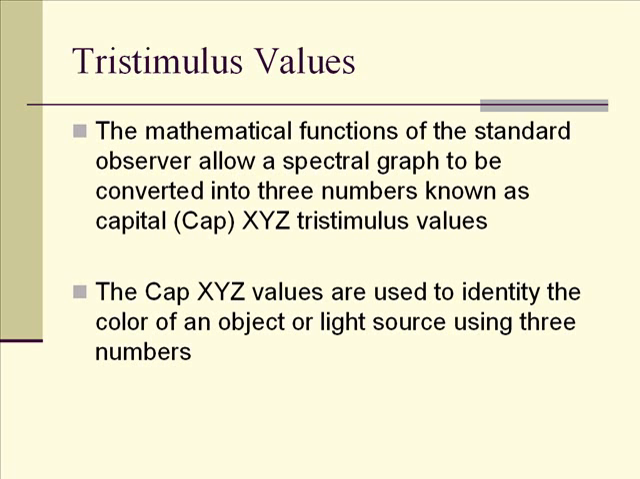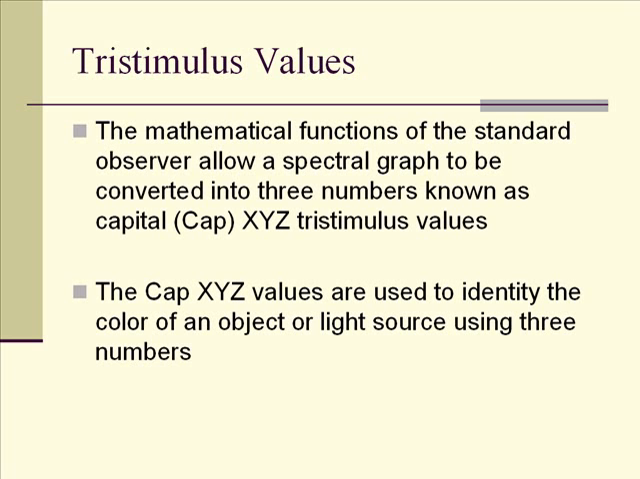You can calculate from that tristimulus values, which are capital X, Y, and Z, and those values identify a color we see, or the color we perceive, described by just these numbers over here, this X, Y, and Z values right there.